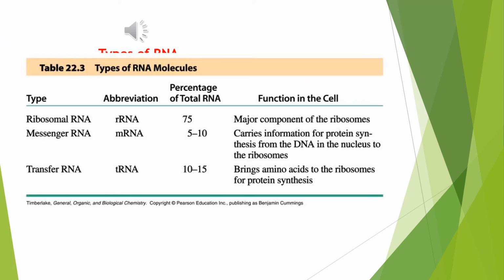Types of RNA. This table illustrates the types of RNA, where they are synthesized, and their functions. First, ribosomal RNA is about 75% of the total RNA. Its function is as a major component of the ribosome. Second, messenger RNA is about 5 to 10% of the total RNA and carries information for protein synthesis from the DNA in the nucleus to the ribosomes. Transfer RNA represents 10 to 15% and brings amino acids to the ribosomes for protein synthesis.